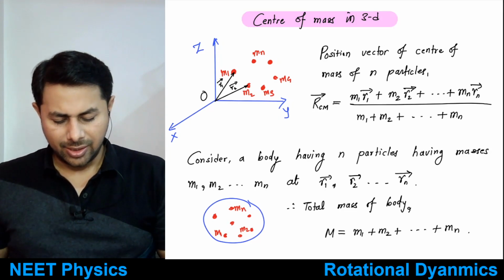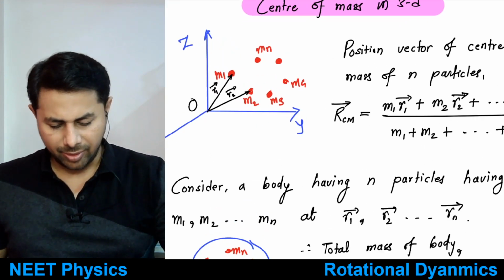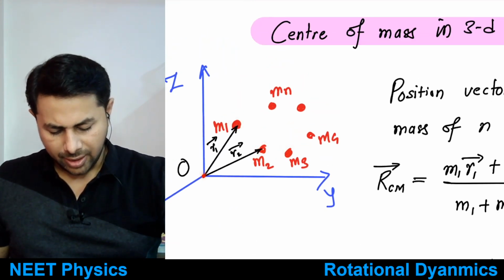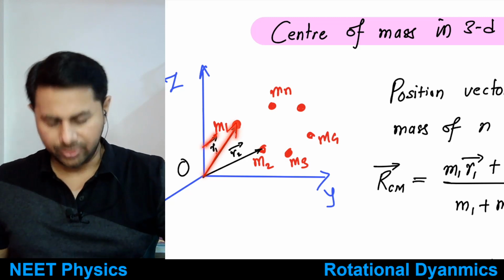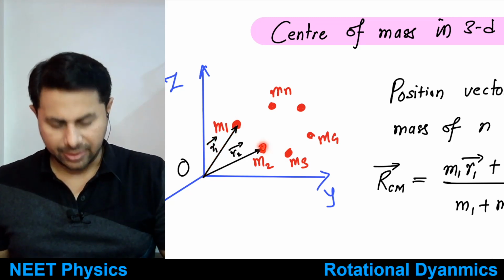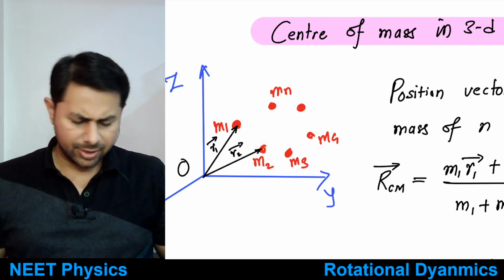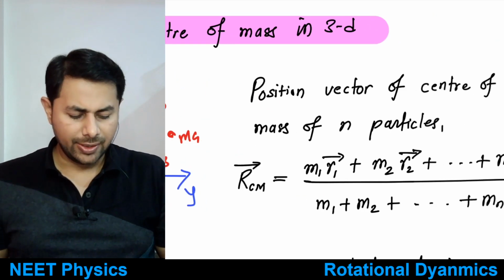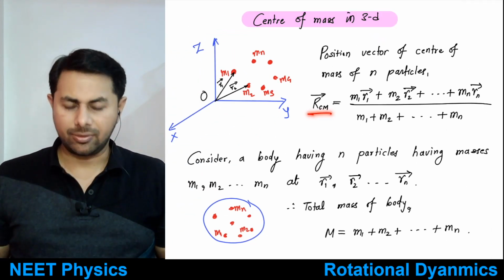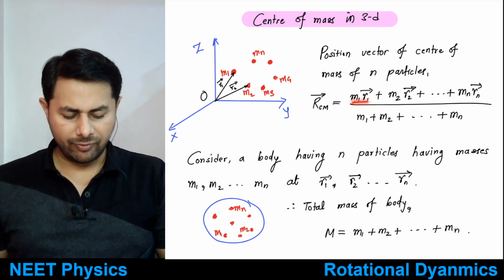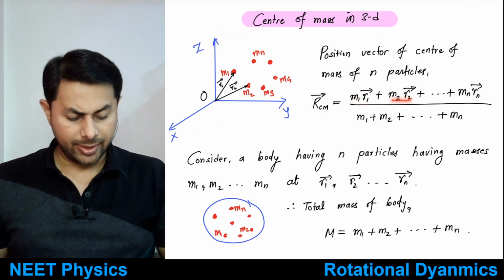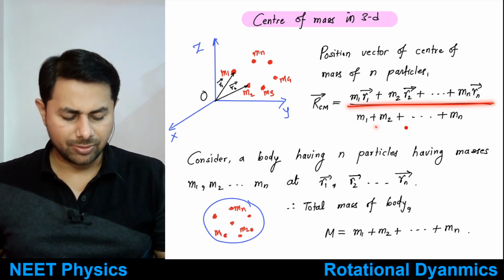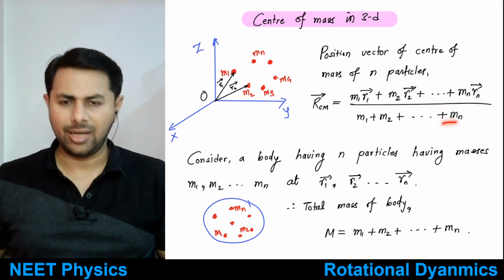So suppose these are my n number of particles having masses m1, m2, m3 and so on. Then the position vector of the first particle is r1 bar, the position vector of the second particle is r2 bar, and so on. I can define position vectors of n number of particles. Then the position vector of the center of mass is given by this formula: m1 r1 bar plus m2 r2 bar plus so on up to mn rn bar, divided by m1 plus m2 plus m3 and so on up to mn.